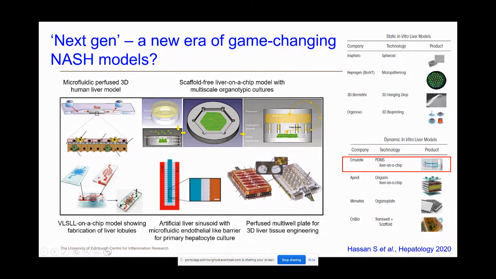We're hoping to bring the Emulate system into Edinburgh, which is a microfabricated PDMS chip, and we plan to use the Emulate chip chassis to develop a bespoke liver-on-chip NAFLD model.